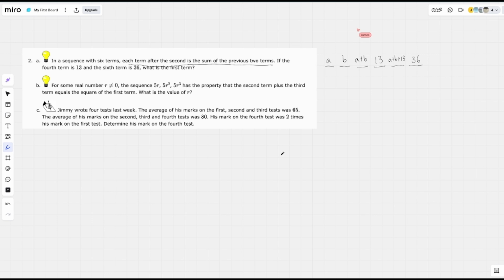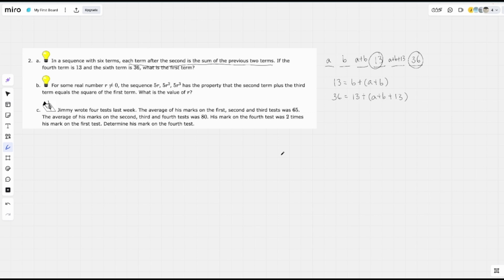Thus, we now have a few equations from these 2 numbers, since we know that 13 is going to be the sum of the 2 before it, and the same for 36. Thus, we have that 13 is equal to b plus a plus b, and 36 is equal to 13 plus a plus b plus 13.